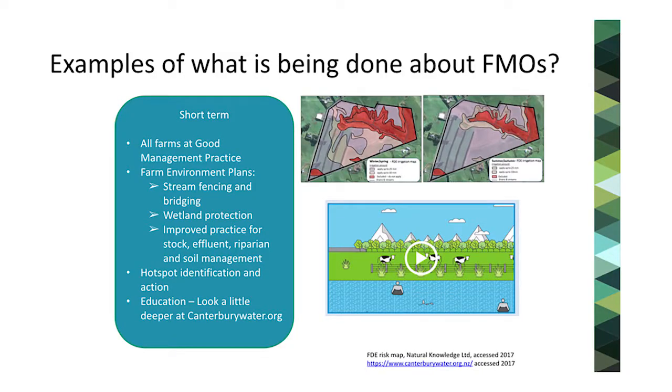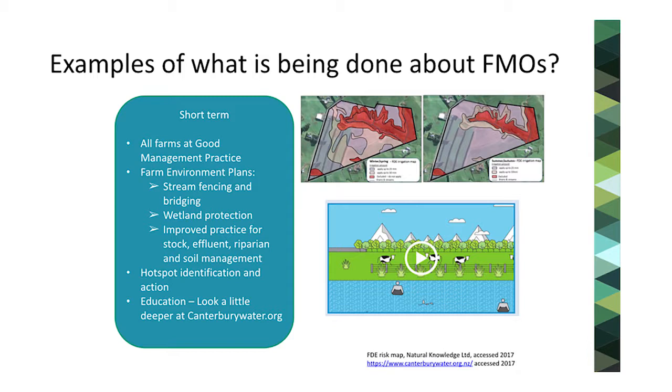So, examples of what's being done about fecal microorganisms. Many of the same measures that are put in place for nutrients are really effective for fecal microorganisms as well. So farms operating at good management practice, farm environment plans looking at fencing, bridging, wetland protection, improved practices for stock, effluent, riparian, and soil management, which are the key things on a farm for fecal microorganisms.